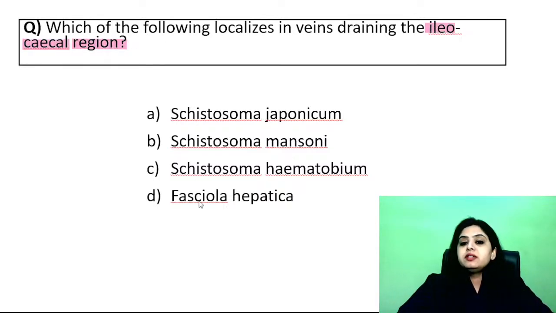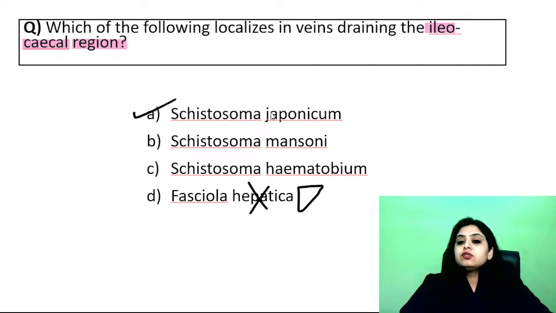All the Schistosomas are written, and one Fasciola is written. Please don't mark Fasciola hepatica, because the word hepatica tells me it is related to the liver. So it has to be one of these three Schistosomas only. Yes, that is going to be the answer. All of you are giving me correctly. It is Schistosoma japonicum. Let's quickly look at all three once.